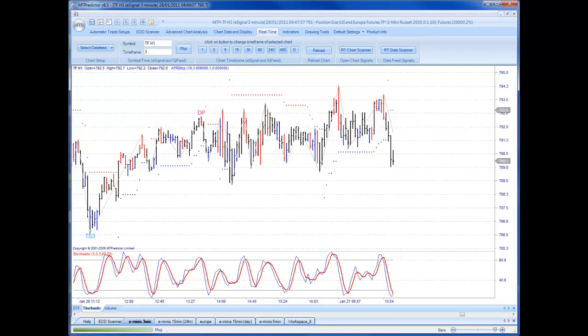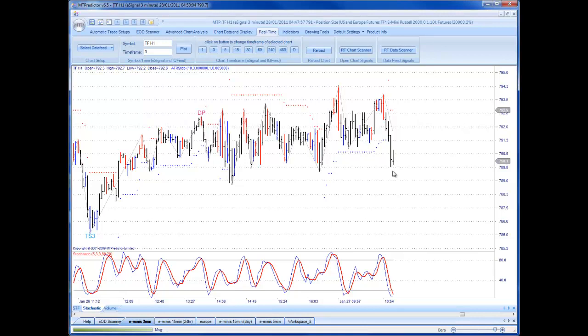In this video I'd like to take a look at why correct position sizing is so important, why it's so good to do, and why it will help your bottom line profits. As a good example, let's have a look at the Russell index on a 3-minute chart. It doesn't really matter what market or what time frame you trade. The principles apply to all markets, all time frames.